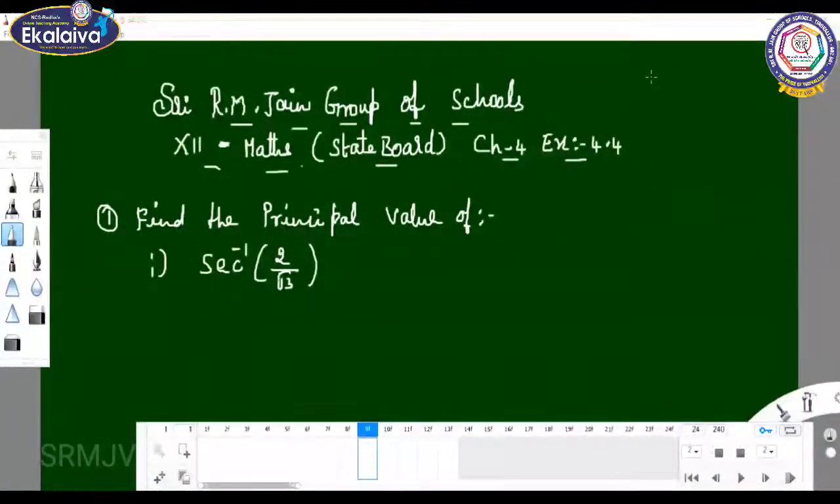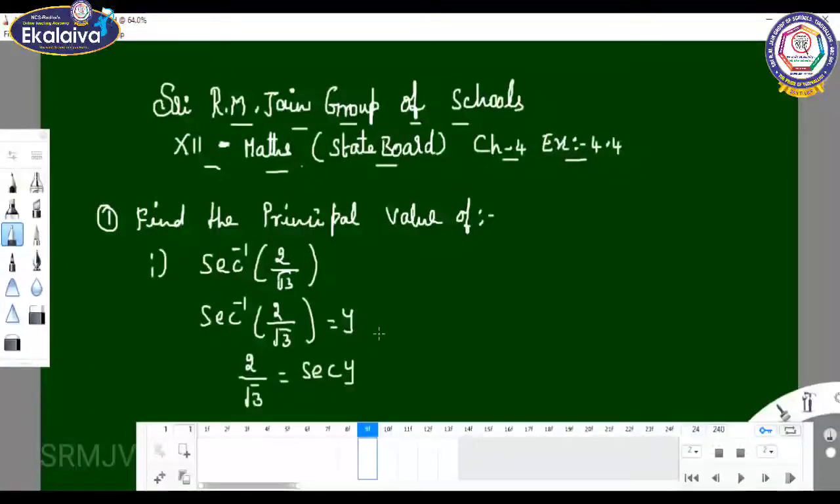See here, let us take secant inverse of 2 by root 3 equal to y. Then 2 by root 3 equal to secant y. When you take the reciprocal of secant y, what value are we getting? Cos y equal to root 3 by 2.